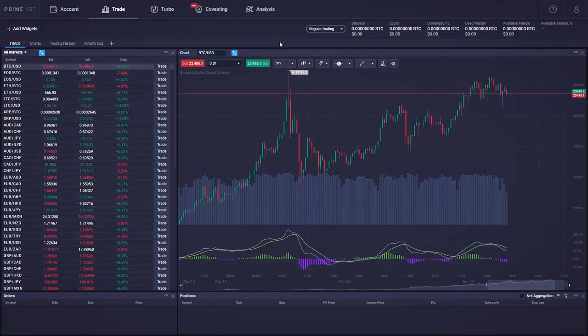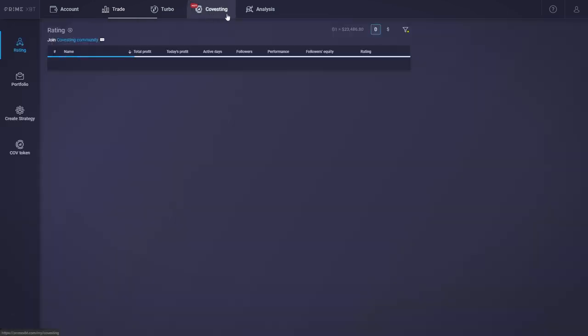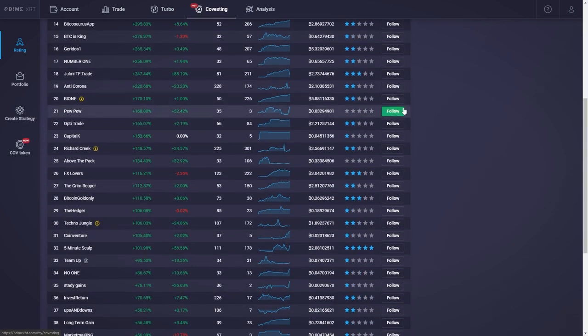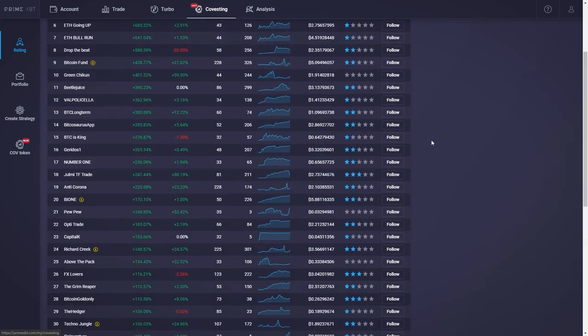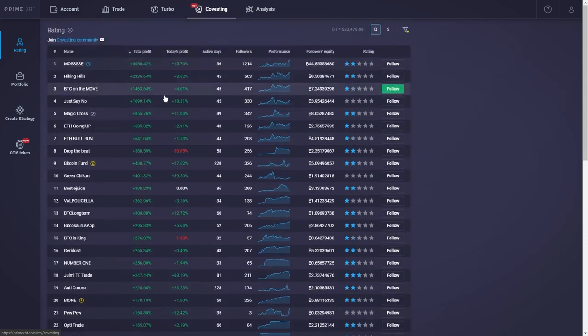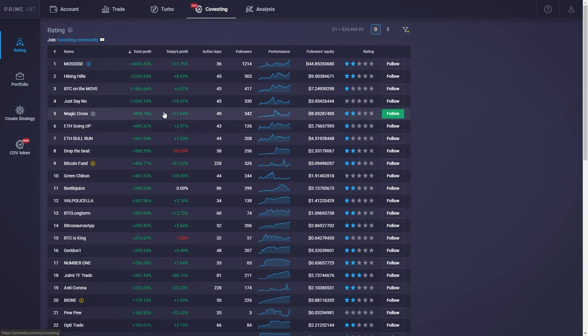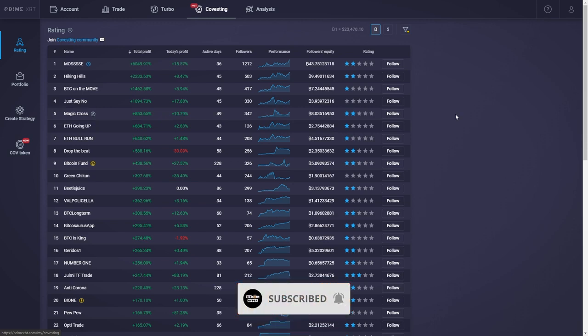So when you register on the PrimeXBT trading platform with the link down below in the description, you are going to get to this site. All you have to do is click on the Covesting tab right there. Here we have a list of all of the traders that you can follow and that can trade for you. Now I will tell you what you need to pay attention to, because of course not all of those traders are profitable. I'm going to show you the metrics that you need to pay attention to when you follow a trader, and also where you can use the code for a 50% welcome bonus on your first deposit.